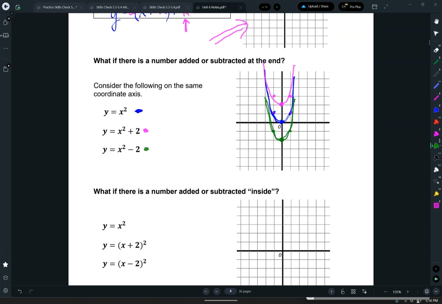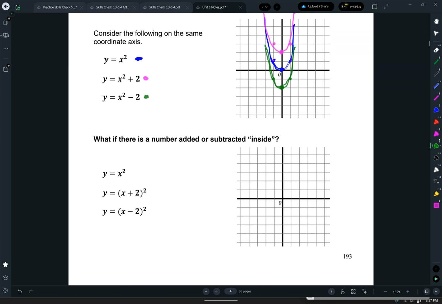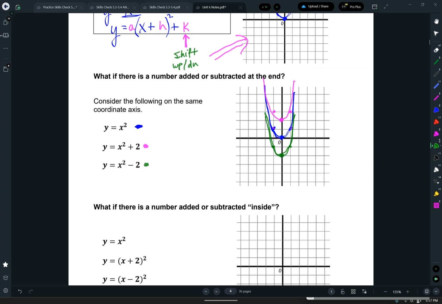So that just shows you that k out there at the end is going to move your entire parabola up or down. I'm going to say here, shift the entire parabola up or down. Okay? Well, what if there's a number added or subtracted on the inside? Do you see right here where the H is? What if there's a number added or subtracted inside that parenthesis?